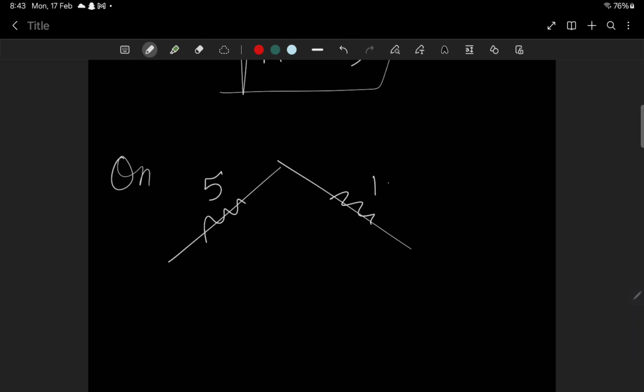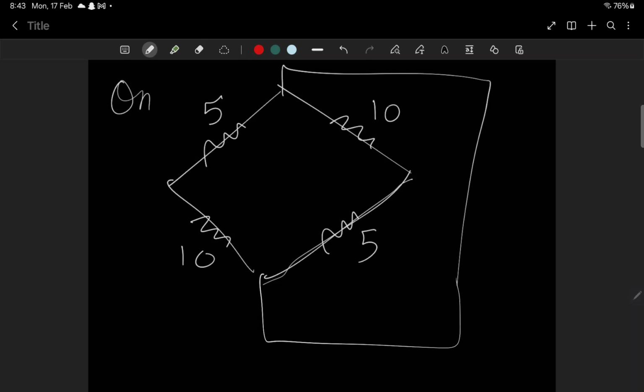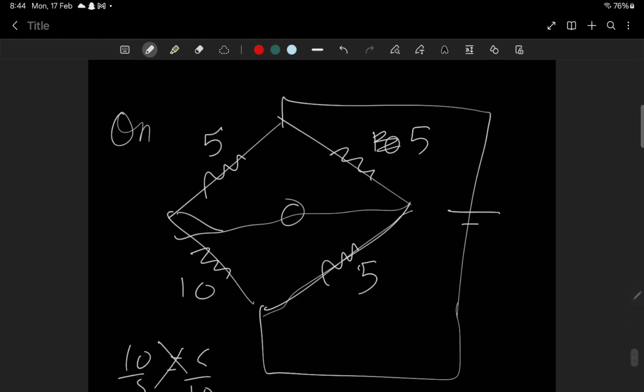Now a question: is this Wheatstone bridge, with 5, 10, 10, 5, in a balanced condition? No. Why? Is 10 by 5 equal to 5 by 10? No. That way it's not in a balanced condition. If it was 5, 5, 10, 10, then it would have been in a balanced condition. Okay, simple.